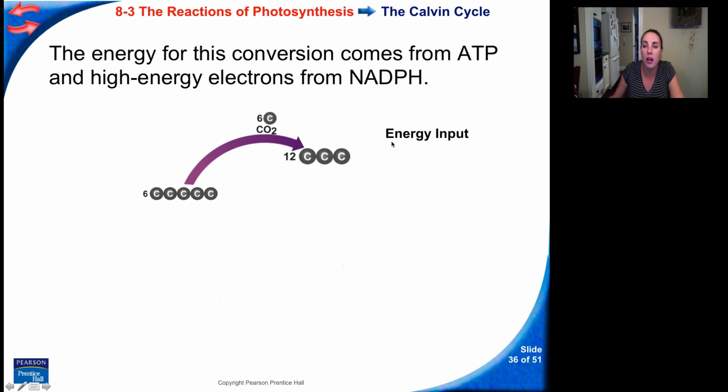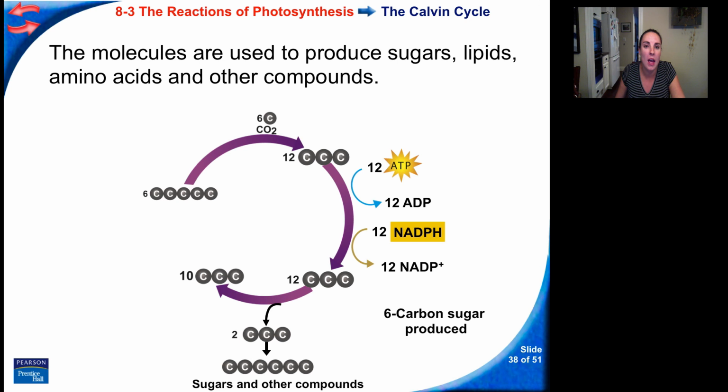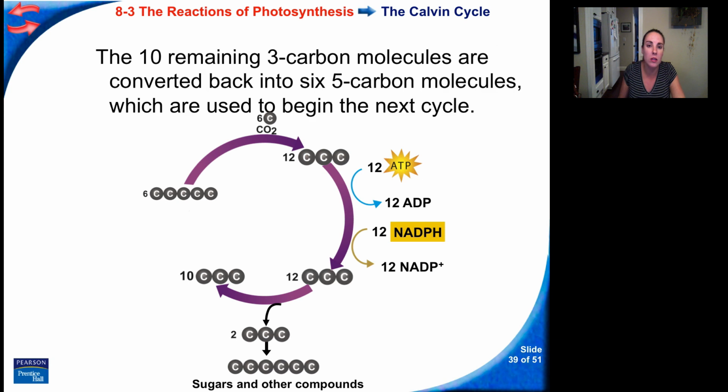The energy from this conversion comes from the ATP and NADPH from the light-dependent reactions. So I add ATP and NADPH. 2 of the 12 3-carbon molecules are removed from the cycle. And the molecules are used to produce sugars, lipids, amino acids, and other compounds. So these molecules produced by the Calvin cycle are used to build the sugars and other compounds in plants. The 10 remaining 3-carbon molecules are converted back into 6 5-carbon molecules, which are used to begin the next cycle.